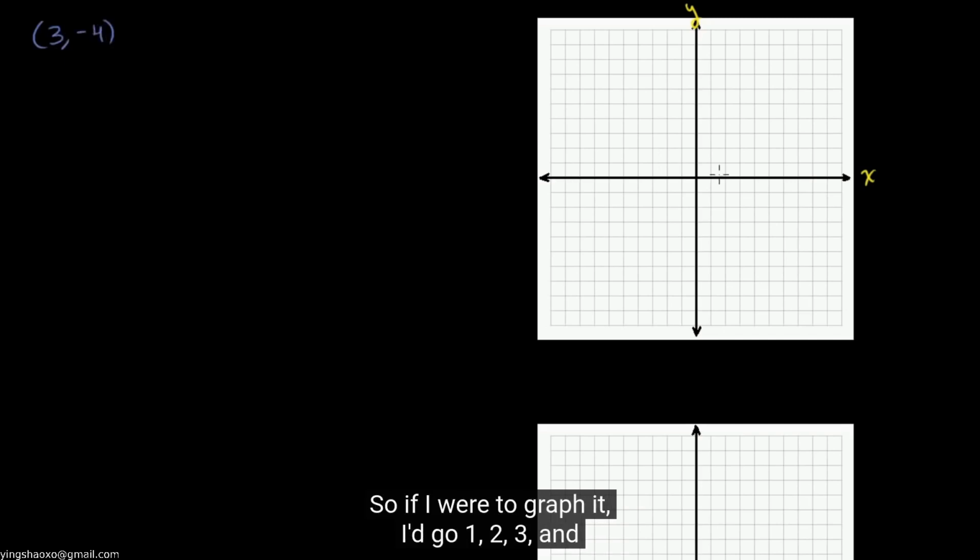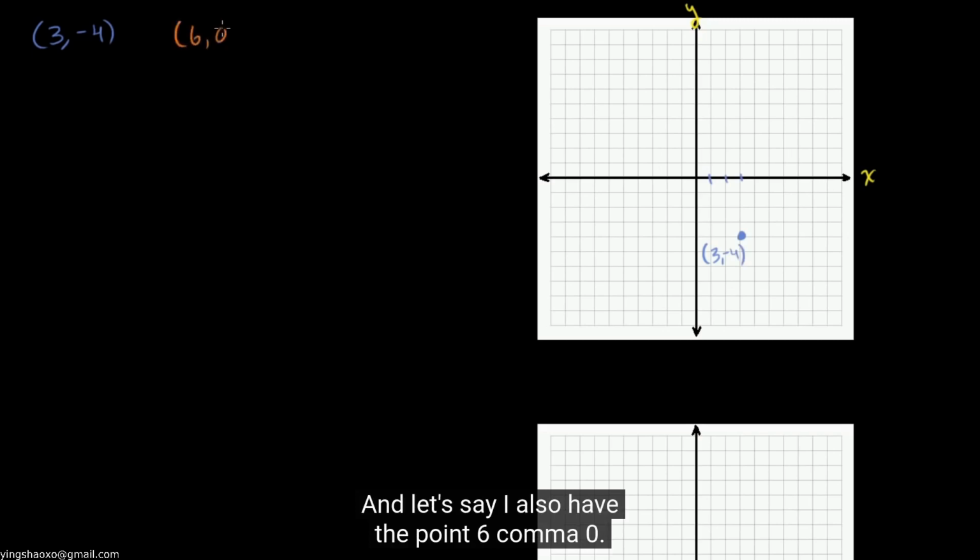So if I were to graph it, I'd go 1, 2, 3, and then I'd go down 4. 1, 2, 3, 4. Right there is 3, -4. And let's say I also have the point 6, 0. So 1, 2, 3, 4, 5, 6. And then there's no movement in the y direction. We're just sitting on the x-axis. The y coordinate is 0, so that's 6, 0.